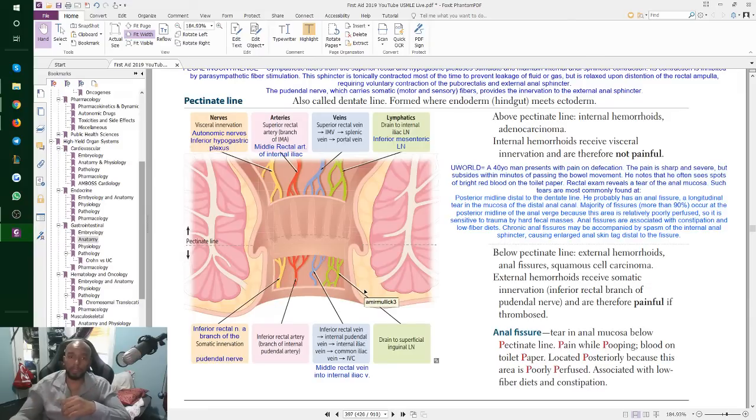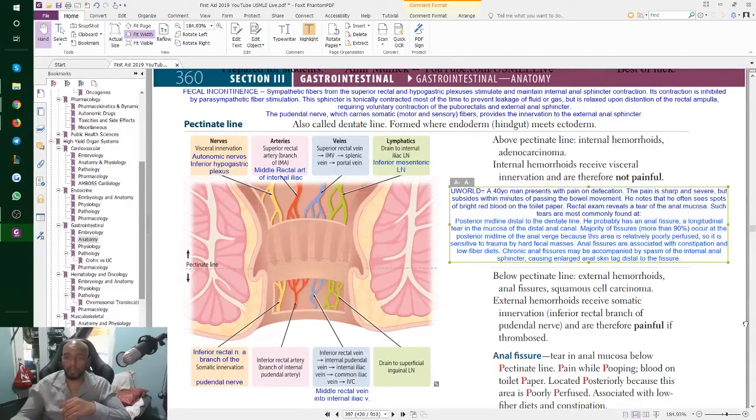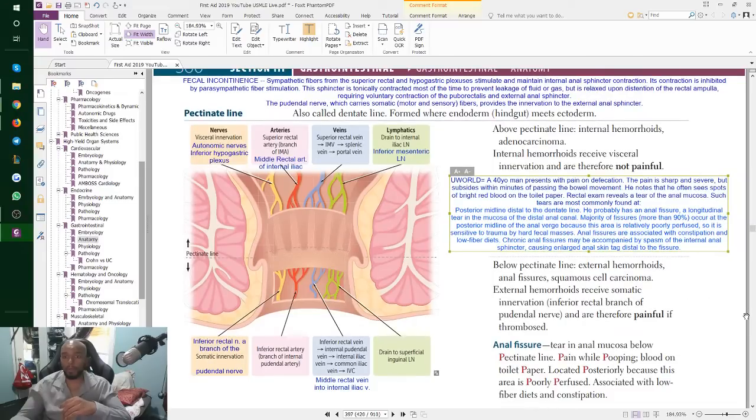So this up here is a question from UWorld about anal fissures. You can see it says, a 40-year-old man presents with pain on defecation. The pain is sharp and severe, but subsides within minutes of passing the bowel movement. So if we stop right here, first thing I'm noticing is he has pain on defecation, which means if he's sensing anything, it must be external, right? It must be after the pectinate line. So something is wrong after the pectinate line, because he would not feel pain on defecation if something was only wrong in the internal area, because this area is all visceral nervous supply. It doesn't feel pain, okay? Then they go on to tell you he notes that he often sees spots of bright red blood on the toilet paper.